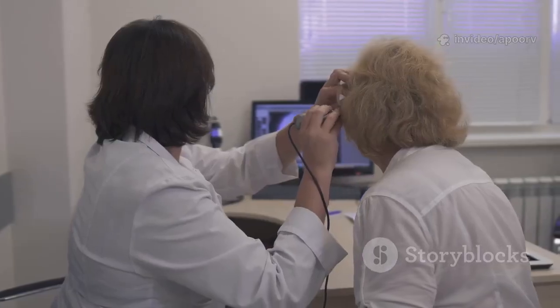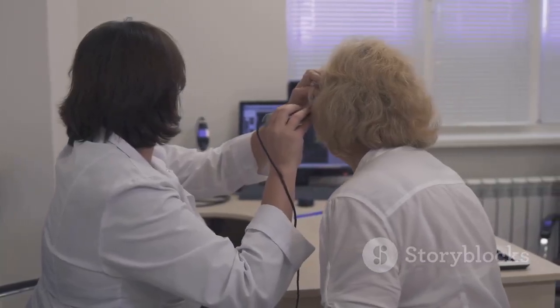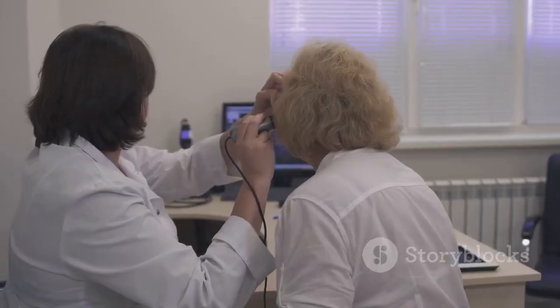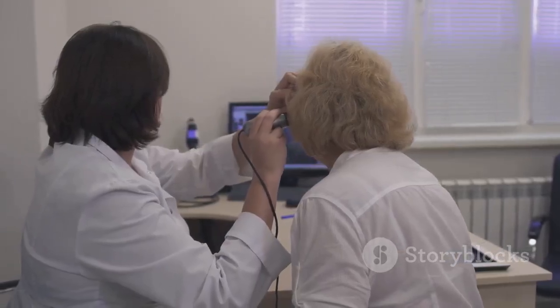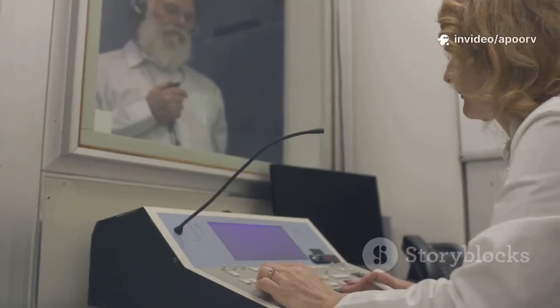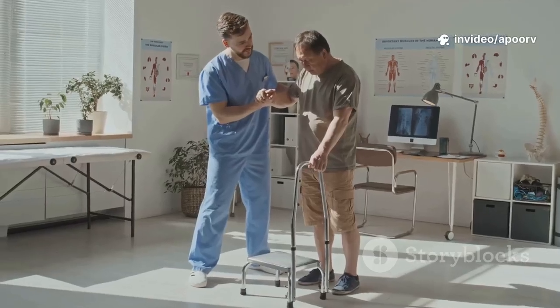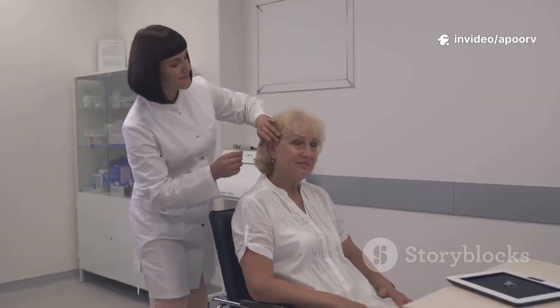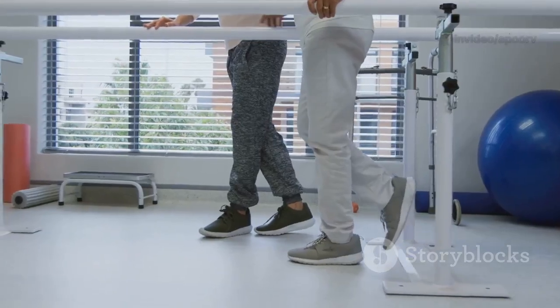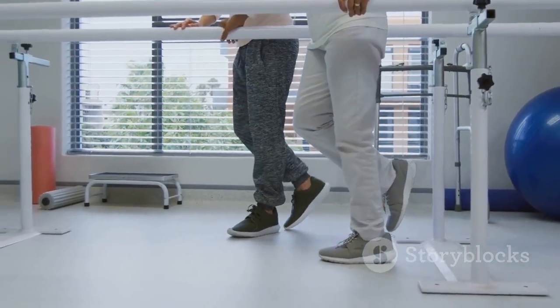You will also perform some simple hearing tests, like the whisper test, where you stand behind the patient and whisper a series of words, asking them to repeat them. For balance, you can observe their gait as they walk or perform the Romberg test, where the patient stands with their feet together and closes their eyes to check for swaying.